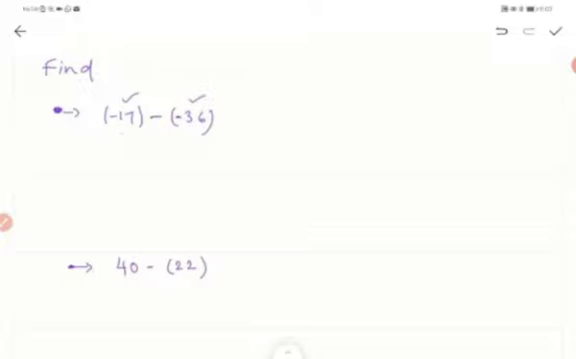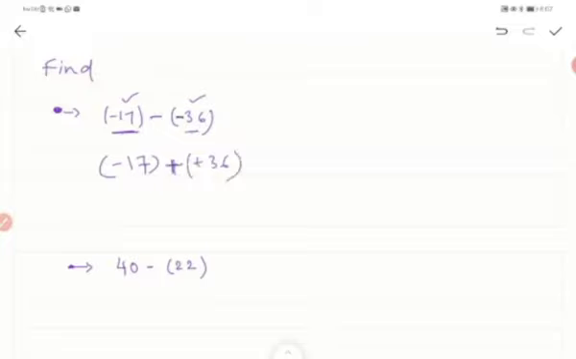First I will show you step by step according to the rule. So this is your minus 17. You keep this as it is. I will change the sign to positive, and I will take the additive inverse of this number. So the additive inverse of minus 36 will be what? Plus 36.